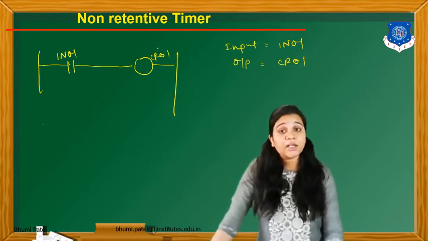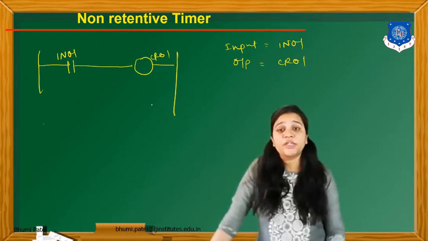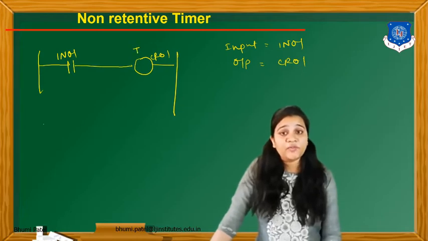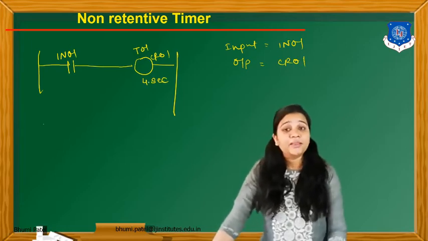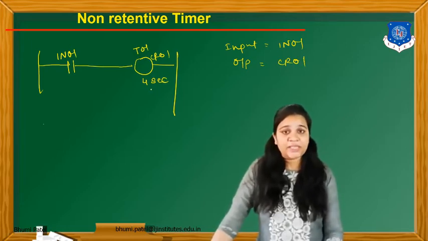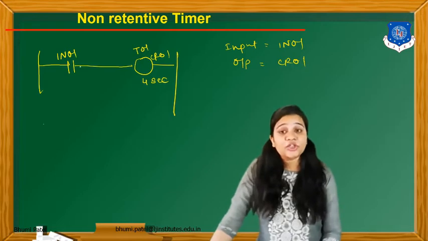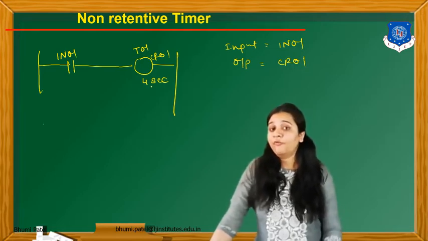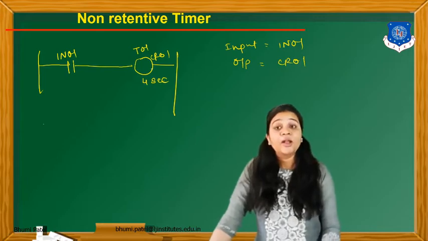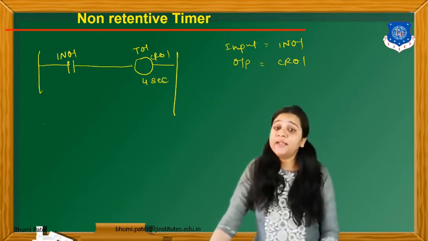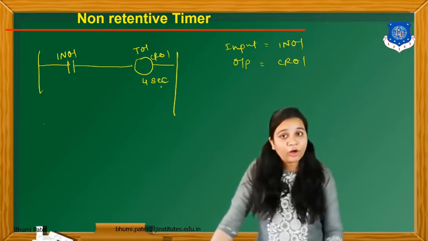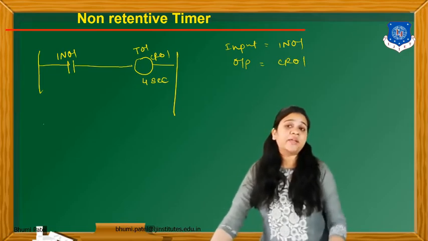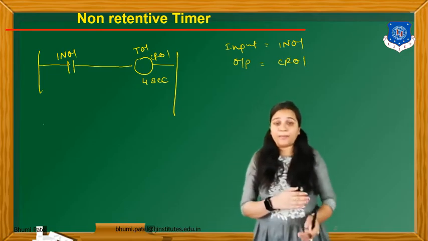What is the command in the PLC for using the non-retentive timer? We write T01 and connect the timer here, and the value of the timer is 4 seconds. Whenever this coil is energized, my timer will run for 4 seconds. Whenever this coil is de-energized, my timer will be off. So the non-retentive timer is used for this kind of application.